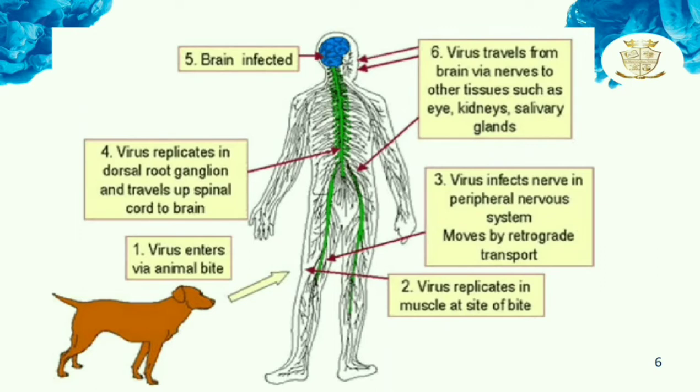When the virus enters via an animal bite, it replicates in muscles at the site of the bite. Then the virus infects nerves in the peripheral nervous system and moves by retrograde transport. It replicates in the dorsal root ganglion and travels up the spinal cord to the brain. Then the brain is fully infected with rabies. The virus then travels from the brain via nerves to other tissues such as eyes, kidneys, and salivary glands.